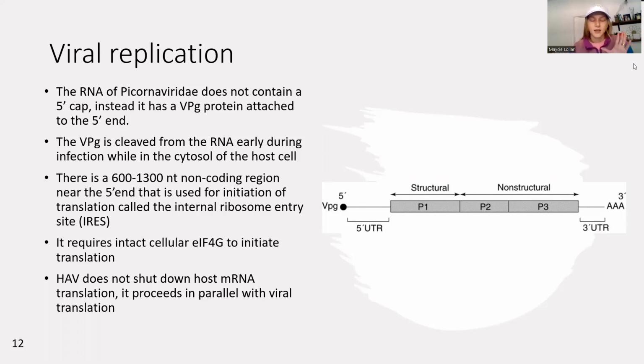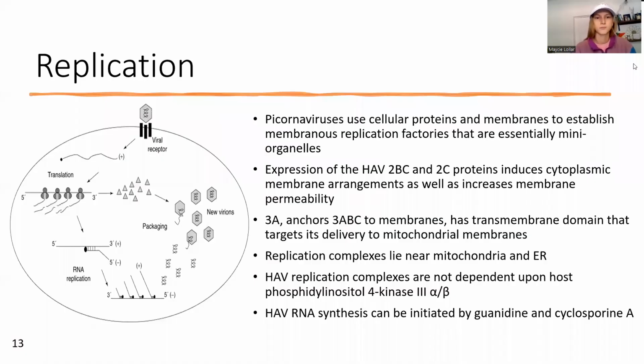And the HAV IRES is a type 3, which is different from other picornaviruses. So it requires intact cellular eIF4G to initiate translation. Also, HAV does not shut down the host mRNA translation. It proceeds parallel with the viral translation.